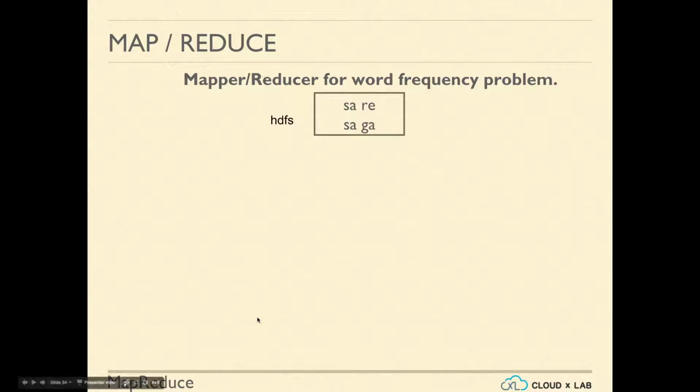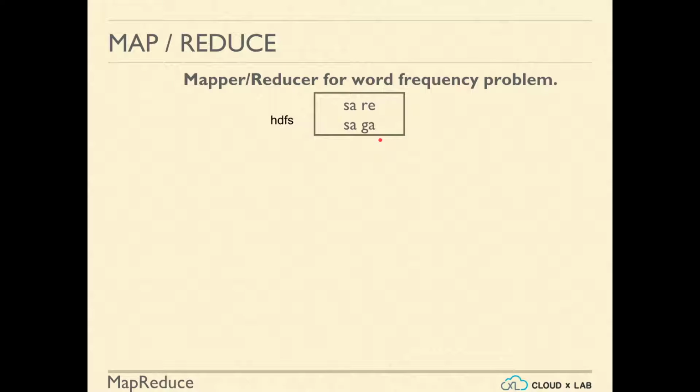Let's look at the example of word count problem. Say you have a text file having two lines. First line being sa re, second line being sa ga. This plain text file will be converted into input split with two records. First record is a line sa re and second record is line sa ga.